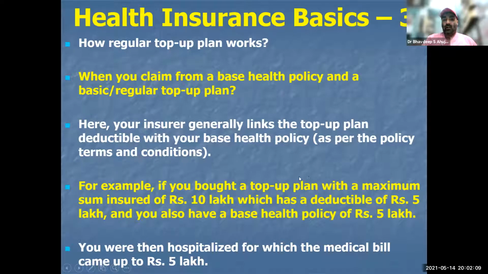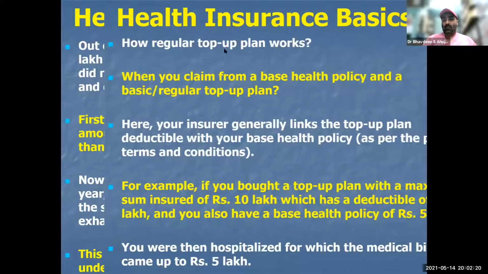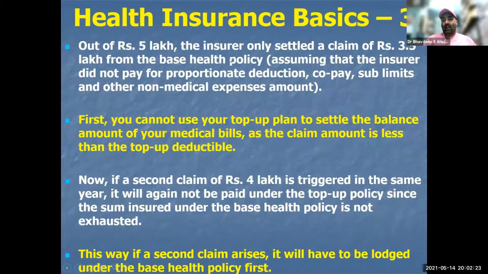But if you bought a top-up plan with a maximum sum insured of 10 lakhs and a deductible of 5, and you have a base policy of 5, and if you were hospitalized and your bill is 5 lakhs, what would happen? Out of those 5 lakhs, if the insurer settles 3.5 lakhs from the base, you cannot use your top-up, because the insurer deducted the deductibles, co-pay, limits, and other things, as I gave you an example just now. Even if you applied for a bill of 5 lakhs or 4.5 lakhs, your bill was sanctioned for 3.5, maybe because of the clauses in your policy, then 1.5 still remains in your sum insured.